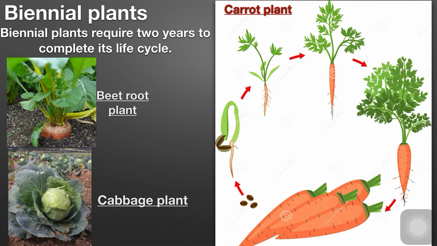Next is biennial plants. The life cycle of plants like the carrot and beetroot is of 2 years. They are called biennials. As you can see, the life cycle of carrot has been given.